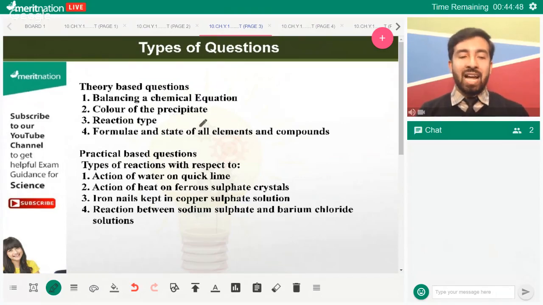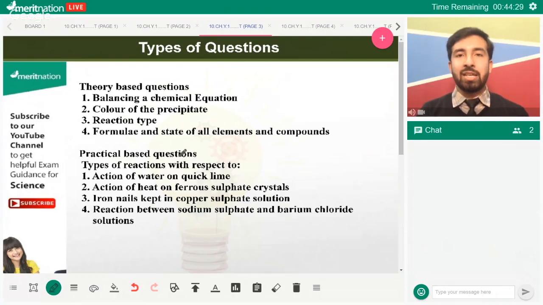Okay, and the last one is the formula and the state of all elements and compounds. You could be asked about the formula of the different reactants or the products which are participating in a reaction. So these are the important topics from which you could be asked a theory-based question. The next is your practical-based questions.